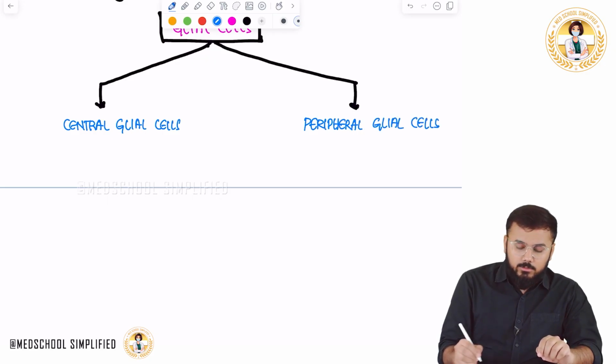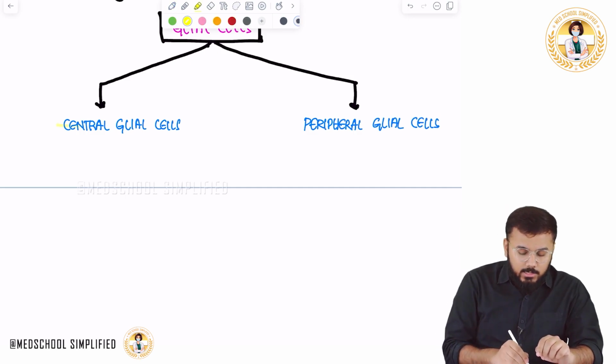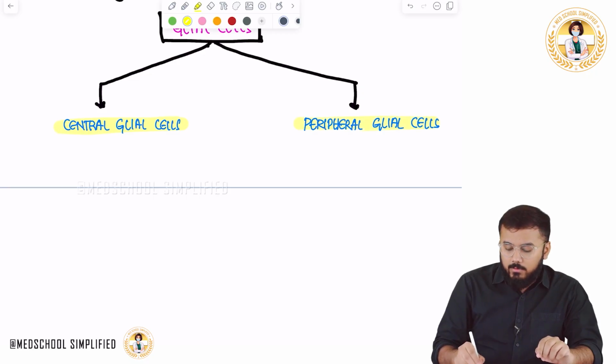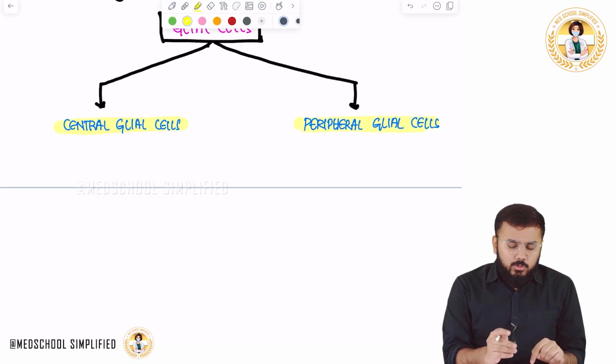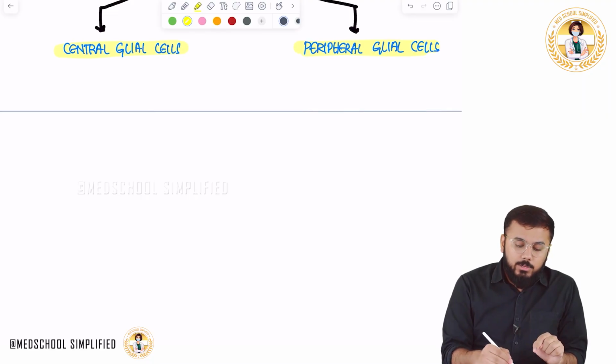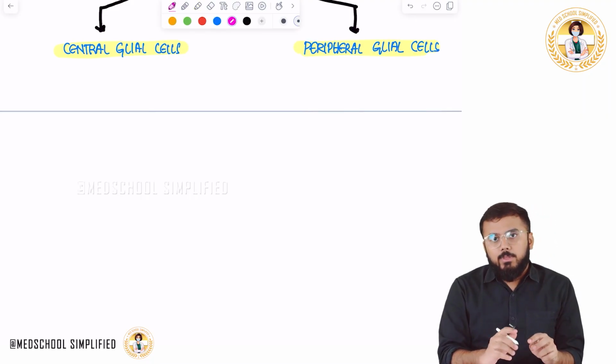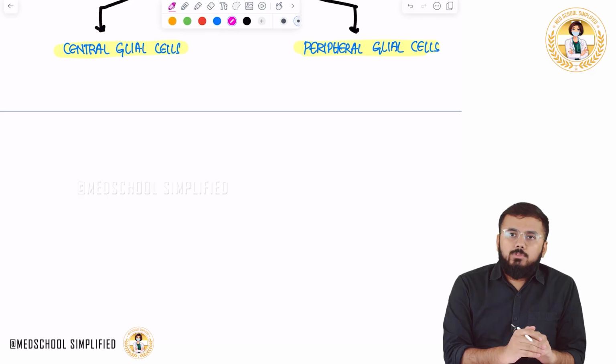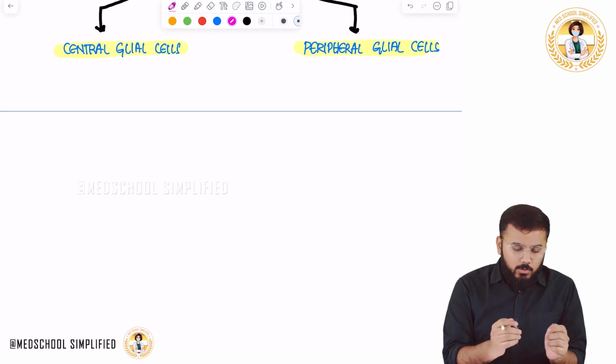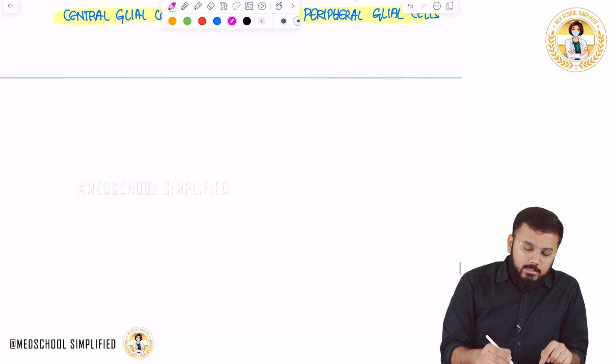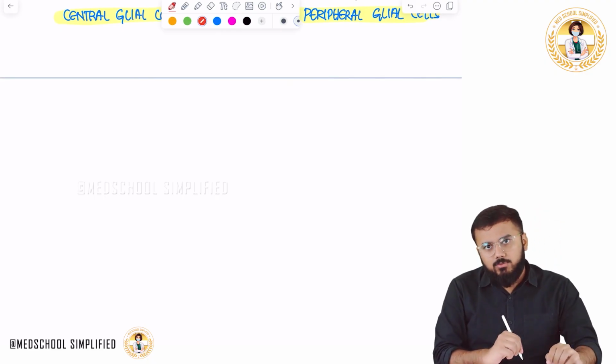Peripheral glial cells. So there are two important groups of glial cells. One you call a central glial cell and the other one you call a peripheral glial cell. Central glial cells are the glial cells present within your central nervous system, and peripheral glial cells are the glial cells present within your peripheral nervous system. So when it comes to the central glial cells, what are they that we can list out?